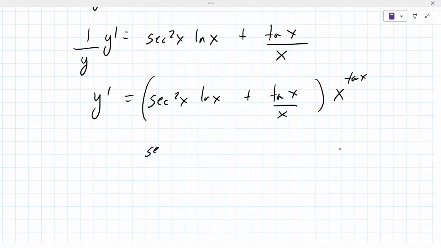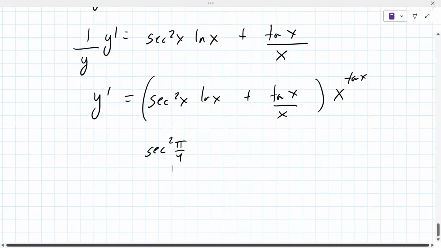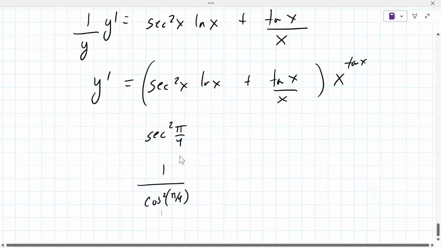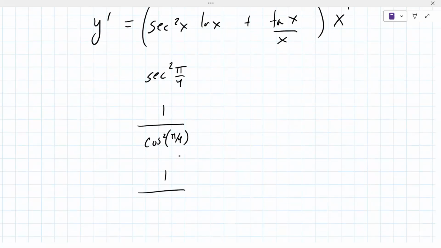It's like you took trigonometry, which is okay. Do you remember anything about secant? How to rewrite it? 1 over cosine. Cosine squared of pi over 4, so you ought to at least know that that's root 2 over 2. So it's 1 over root 2 over 2 squared, which ends up being 1 over 1/2, which is 2.